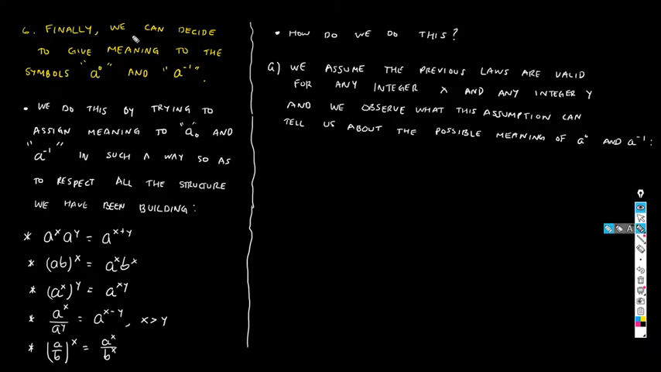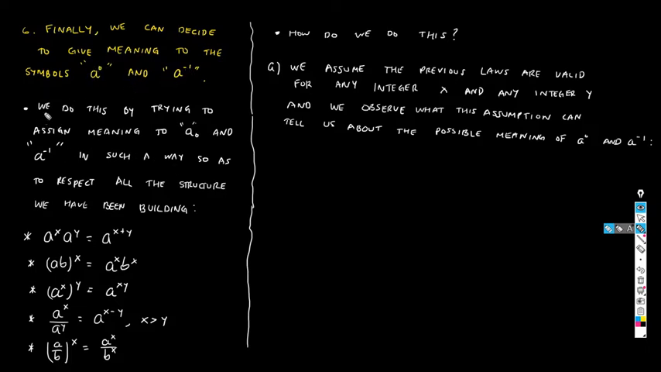So finally, we can decide to give meaning to the symbols a to the 0 and a to the -1. Why? Because that would be a very good idea to make my theory of exponents more general, and because some applications actually make me feel that we have to define these two things, right? Like the previous example about the bacteria. Something in the air tells me that I should define these two things.